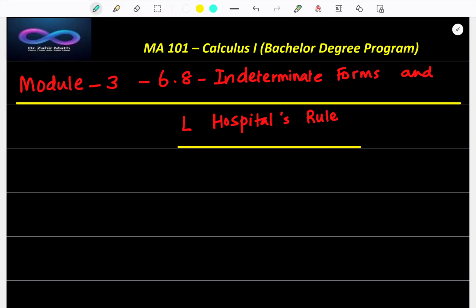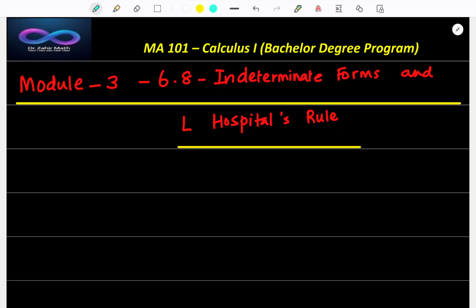Zahir Math. In today's lesson, MA101 section 6.8, we learn how to evaluate limits that become indeterminate forms. What do you mean by indeterminate forms? 0 by 0, infinity by infinity, 0 dot infinity, and infinity minus infinity. So indeterminate means the limit cannot be found directly. So we need some extra steps.